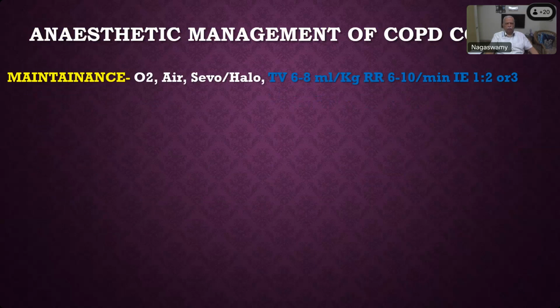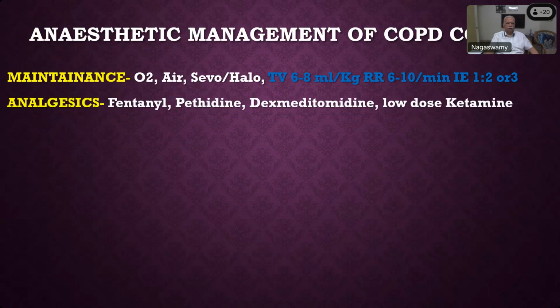drug to produce bronchodilation. And tidal volume should be only 6 to 8 ml, respiratory rate 6 to 10, and IE ratio 1:2 or 3. This is the setting that you should keep in the ventilator.